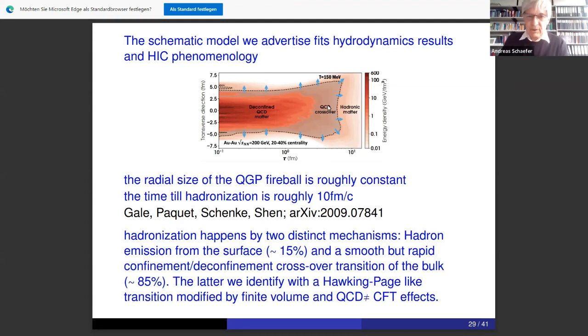And then the rest of the fireball hadronizes at once. And the other point you see here is that QCD is not really a phase transition, it's really more a crossover. So you have two production mechanisms for hadrons. One is this final hadronization. The other is just emission from the surface. Now, if you look at numbers, you find that this first thing is typically between 10 and 20%, and the rest is like 70 or 80%. So both are relevant.